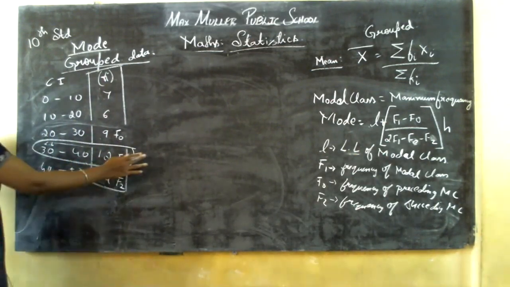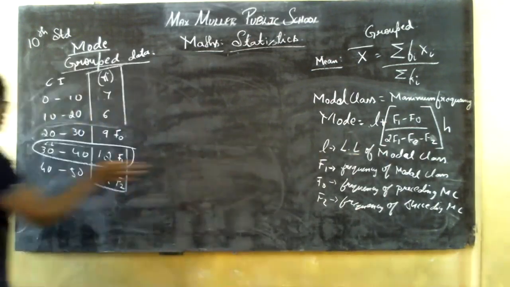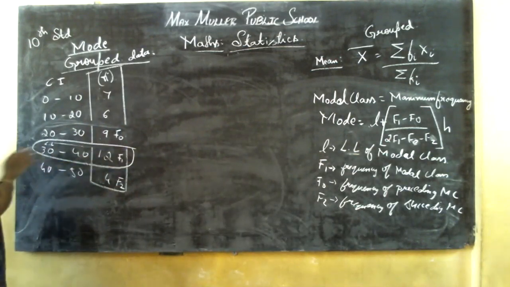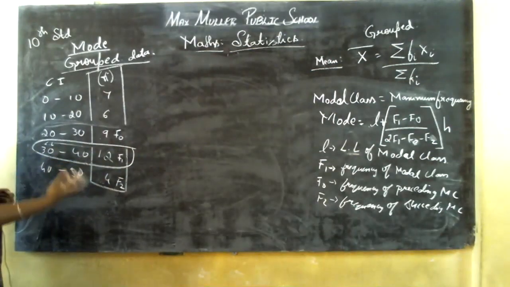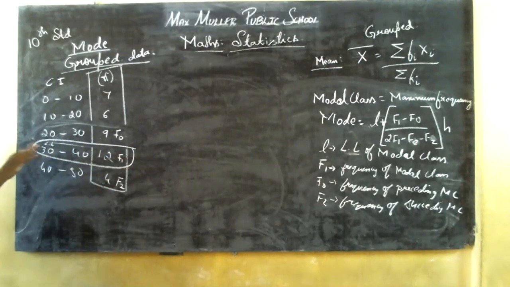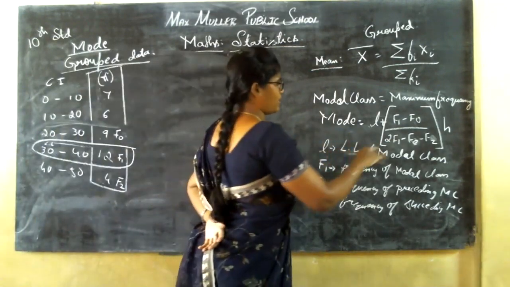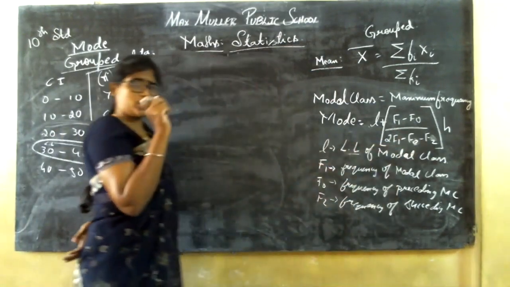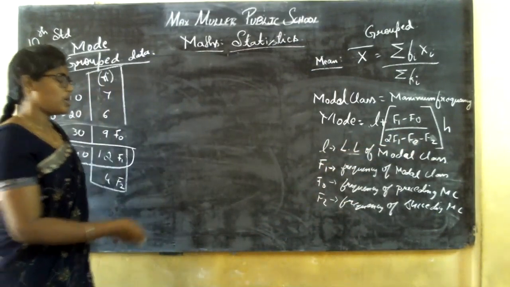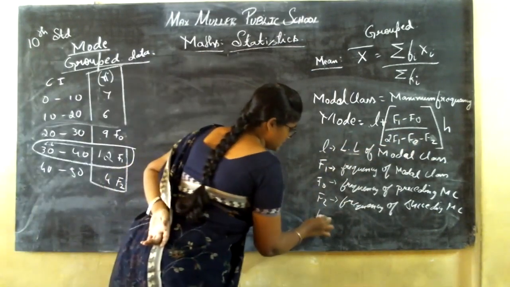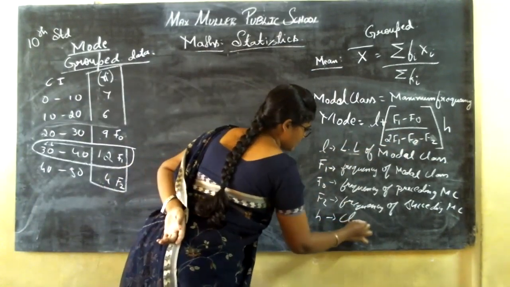And what is that L? That is the lower limit of the model class. Whichever model class you have chosen, that model class's lower limit is the L value. Then everything is over. F1, F0. Okay, then you have H. H is missing. What is that H? H is the class size. Class size.